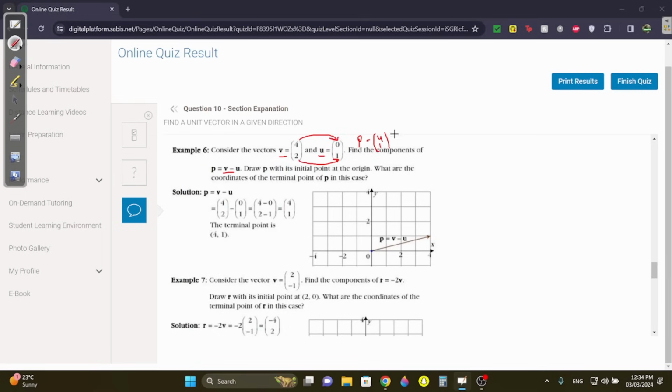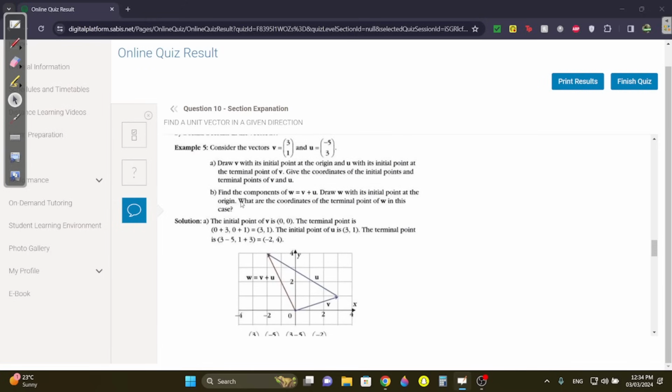Can you draw it? Yes, you can. So 4 to the right, 1 up. So 1, 2, 3, 4 to the right, 1 up. This is your vector p, which is equal to v minus u. And the terminal point, what's it going to be? 4, comma 1.